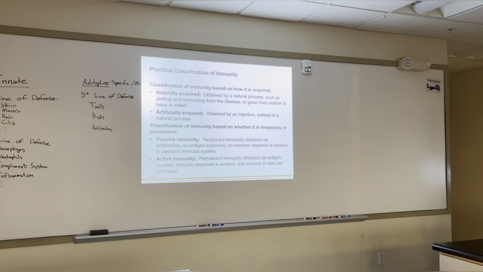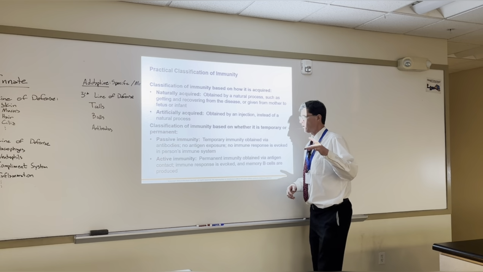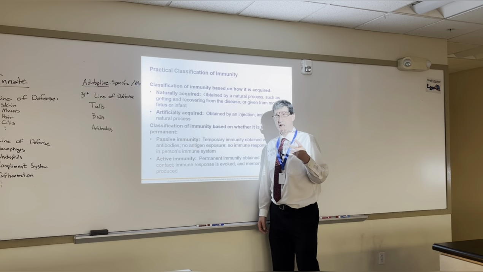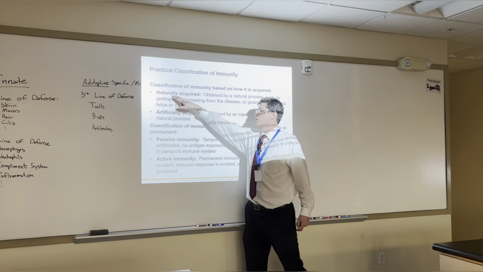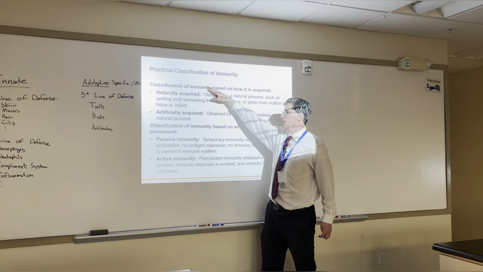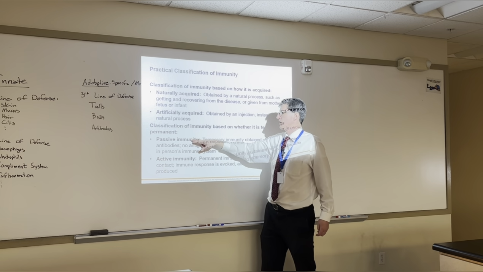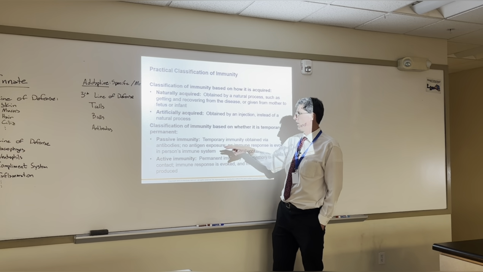And so overall, when we talk about the immune system, there's basically 4 ways that we can make the immune system help our bodies. One is called naturally acquiring immunity. One is called artificially acquiring immunity. One is called passive immunity, and one's called actively acquiring immunity.